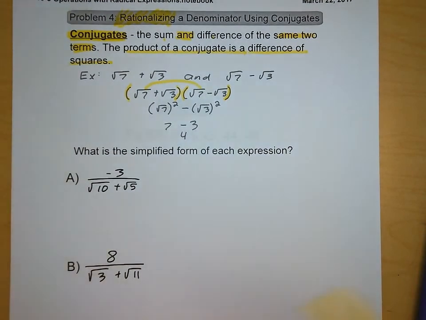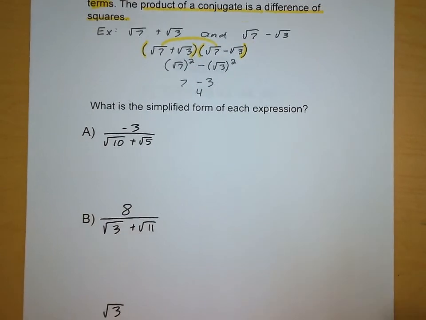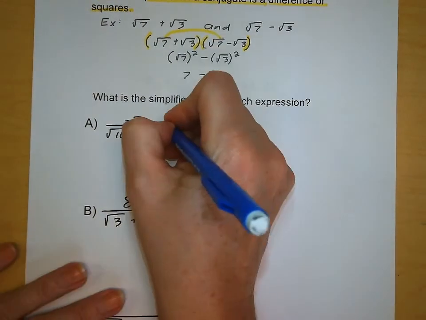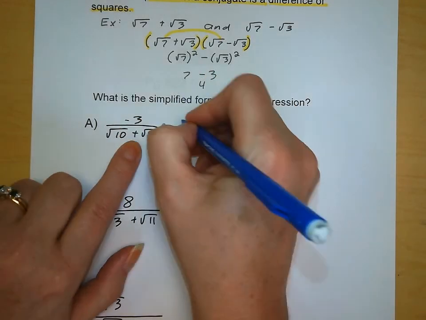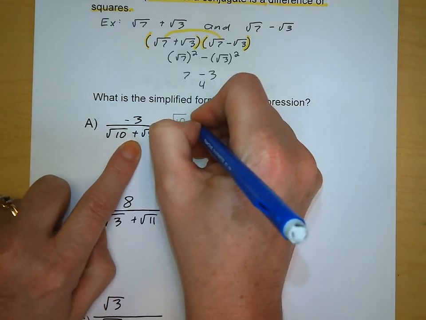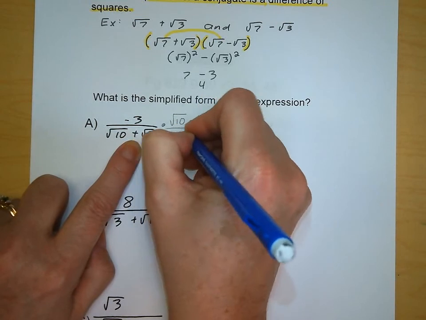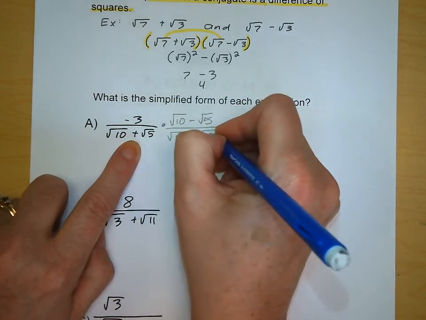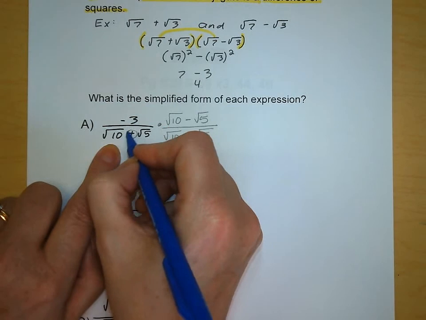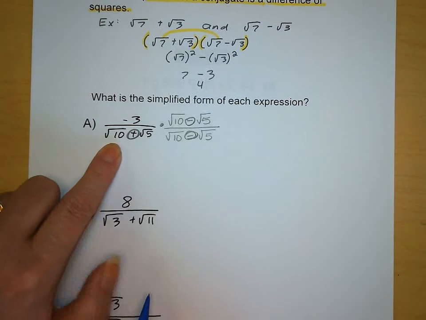Mathematicians do not like square roots in the denominator, so that's why we need to use these conjugates and get rid of them. In order to get rid of something in the denominator, we need to multiply both the numerator and denominator by the same thing. So we're going to multiply by the conjugate, which is the square root of 10 minus 5 square root of 5, and we're doing that to both the numerator and the denominator. Make sure those signs are opposite.